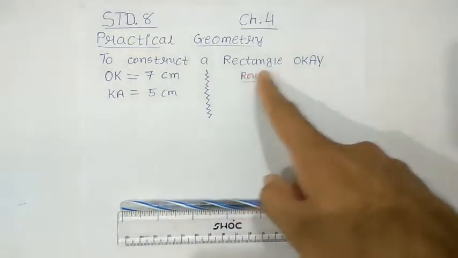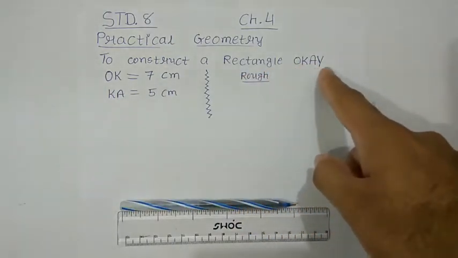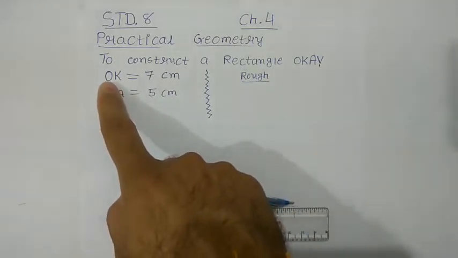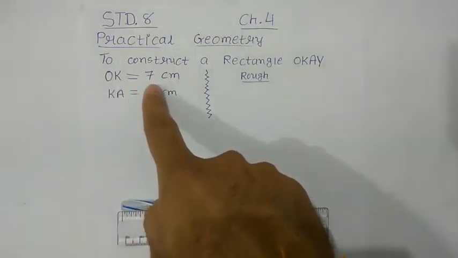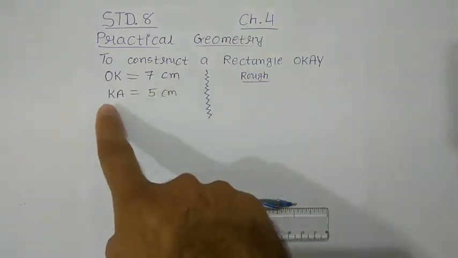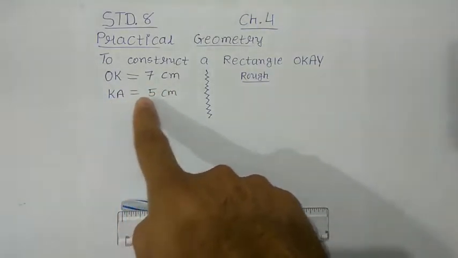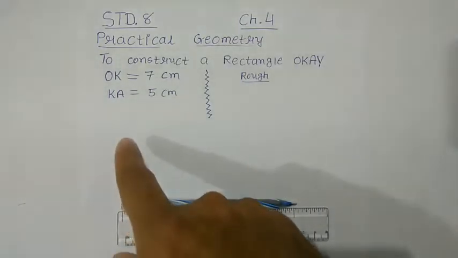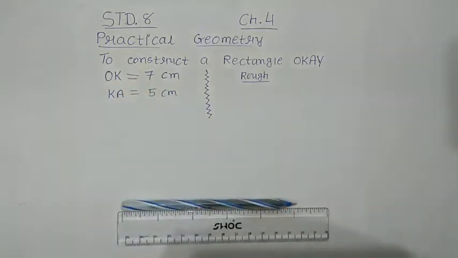To construct the rectangle OKAY, we have given only two dimensions. One is the side OK, that is of 7 centimeter. Second side is KA, and that is of 5 centimeter. Now think about it, how we can construct a rectangle just by the two dimensions.